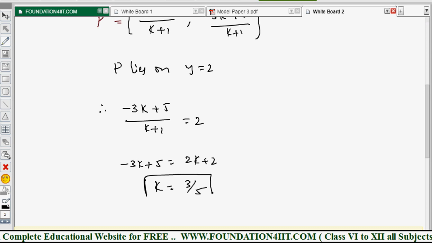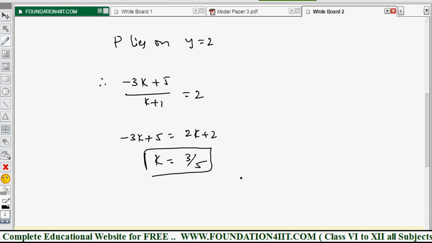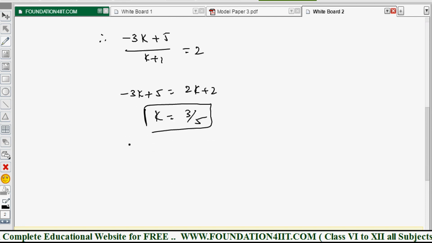We take the values on one side. So the required ratio is k is to 1. Therefore the required ratio we already took as k is to 1, so that is 3 by 5 is to 1, which is equal to 3 is to 5. Okay, this is the ratio.